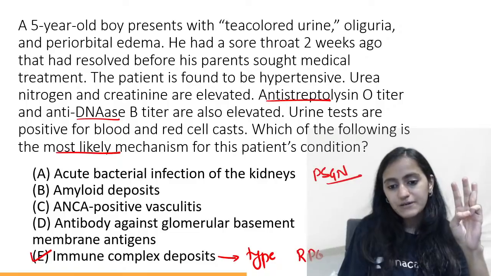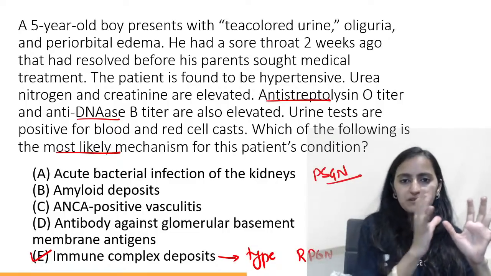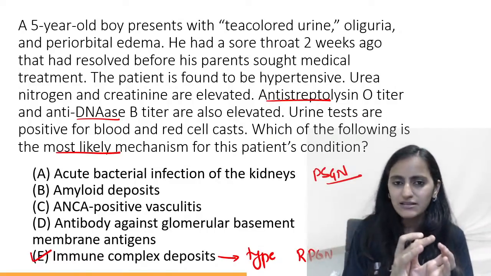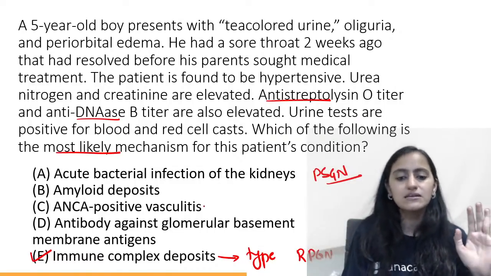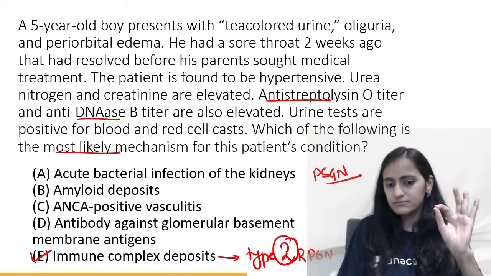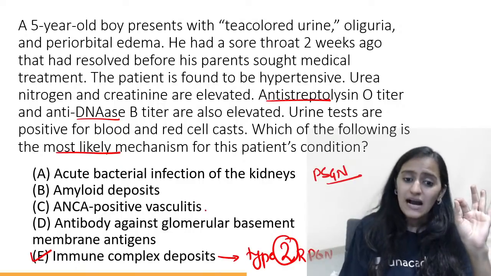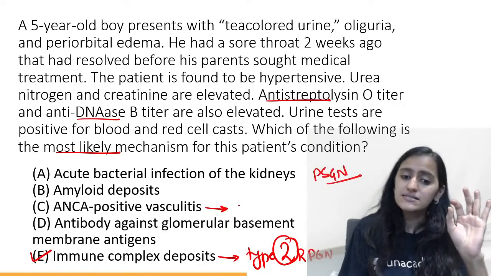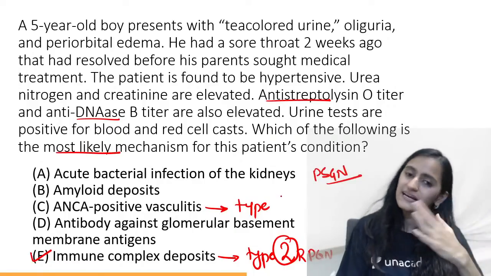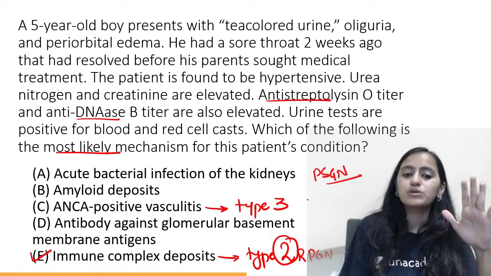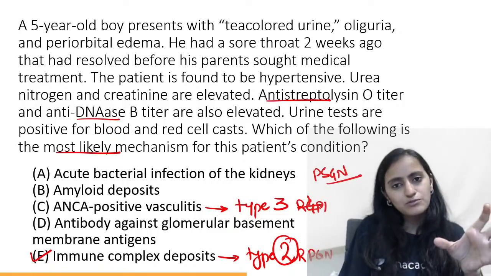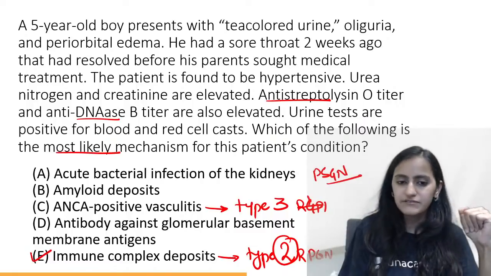What type of RPGN is immune complex? First is only antibody. Second is antigen plus antibody. Third is pauci-immune. So immune complex is your type 2 RPGN. ANCA positive vasculitis is what type of RPGN? ANCA positive is pauci-immune, type 3. It is your type 3 RPGN. You have Wegener's granulomatosis and the other ANCA positive conditions.